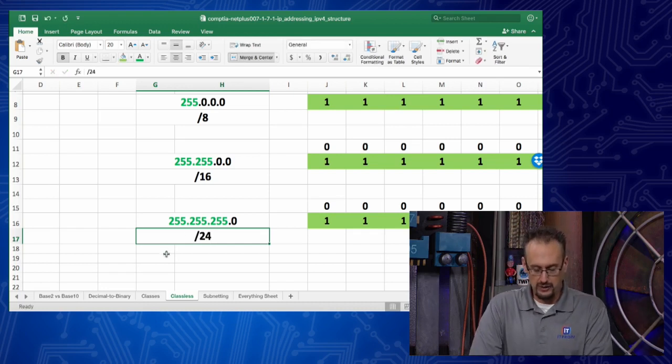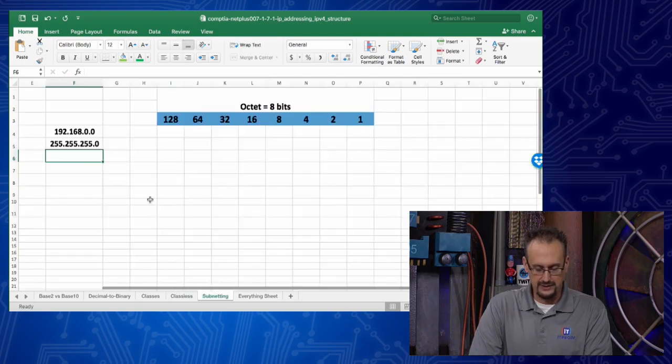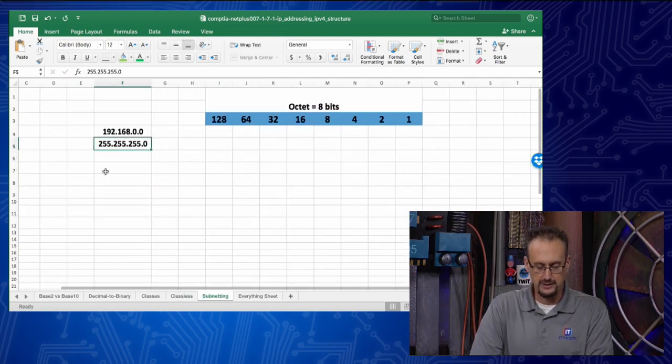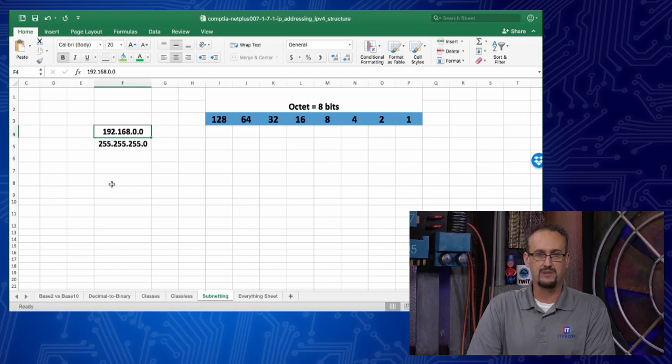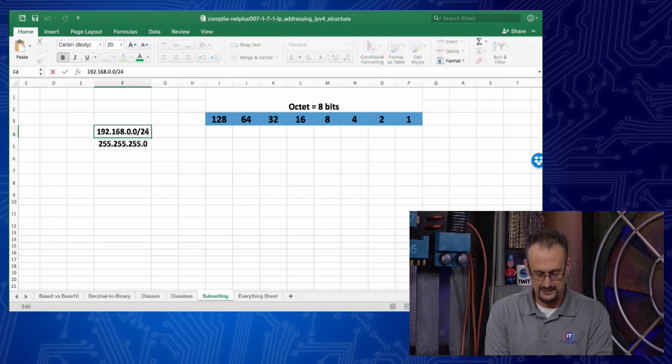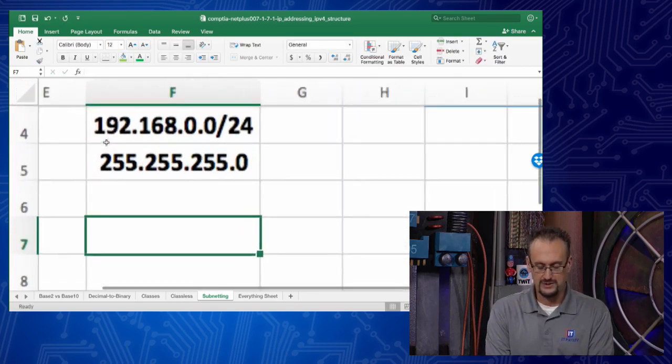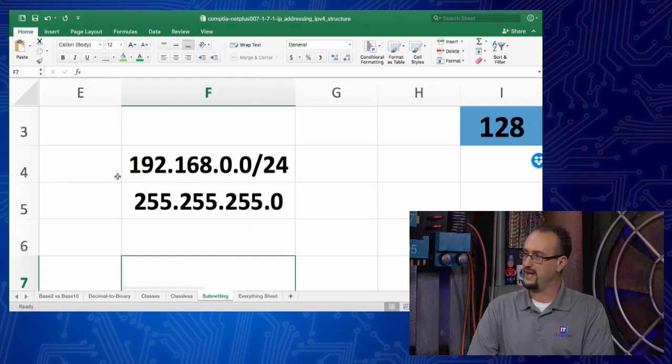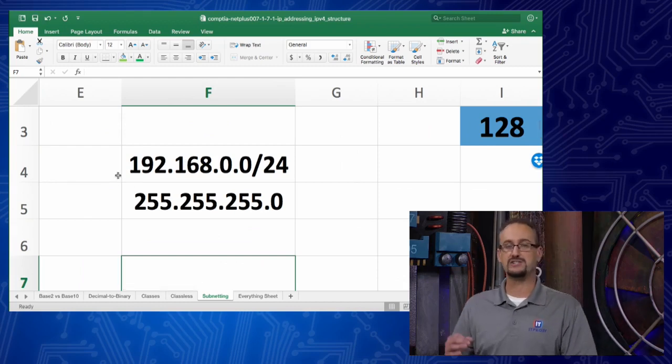Now, if I was writing down, and we'll get to this part here, I could say, okay, your network ID is 192.168.0.0, and you have a subnet mask of 255.255.255.0. Or I could just write it out this way. I could say /24. And what we're saying is pretty much one and the same. And it's easier. It's a shorthand. It's just saying how many bits are in the subnet mask.